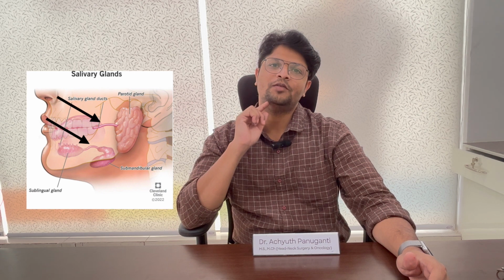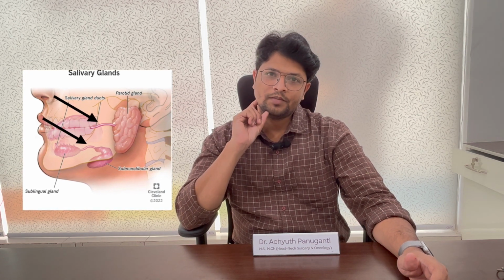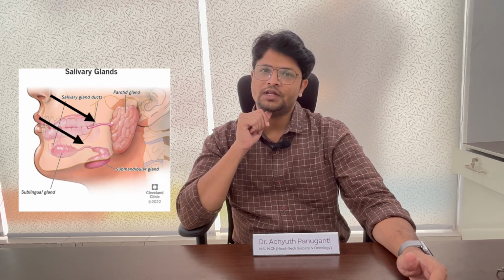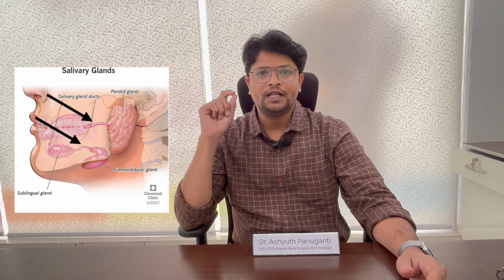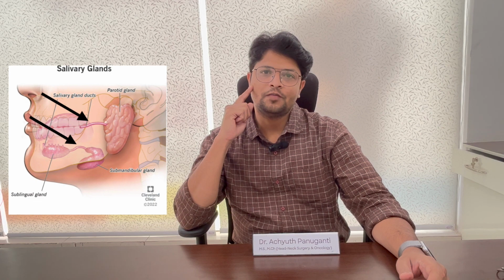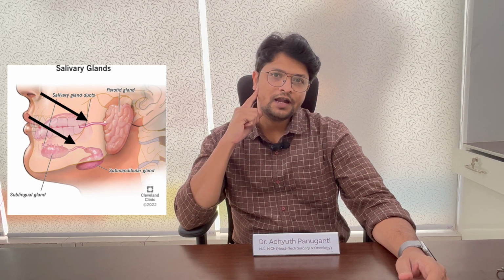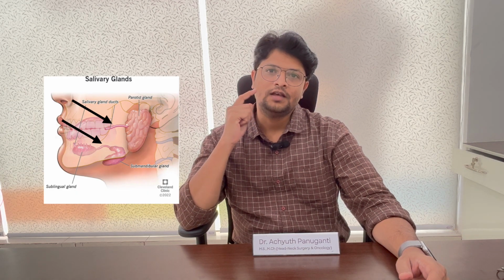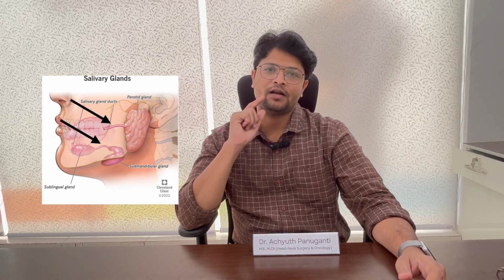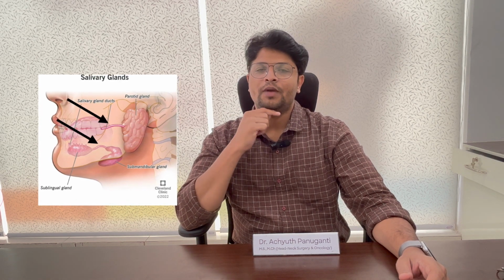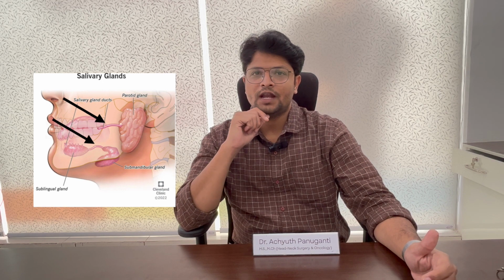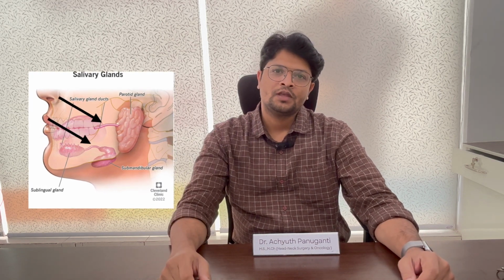One is present below the ear lobule on the side of the cheek, one is present below the mandible bone, and one is present below the tongue. Connecting them to the mouth or the oral cavity, there are multiple small pipes. For the parotid gland we have Stenson's duct, for the submandibular gland we have Wharton's duct, and the sublingual gland will open into the oral cavity with multiple openings.